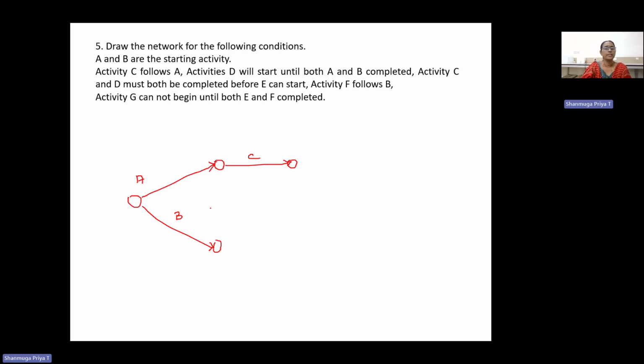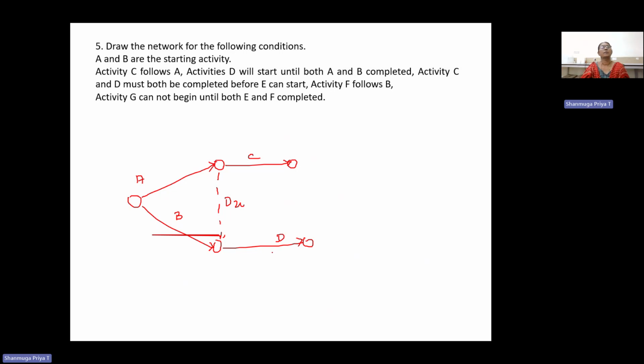Then activity D will start when both A and B are completed. So same way, there is no other way. Like the last problem, when both A and B are completed, I will start the activity D.